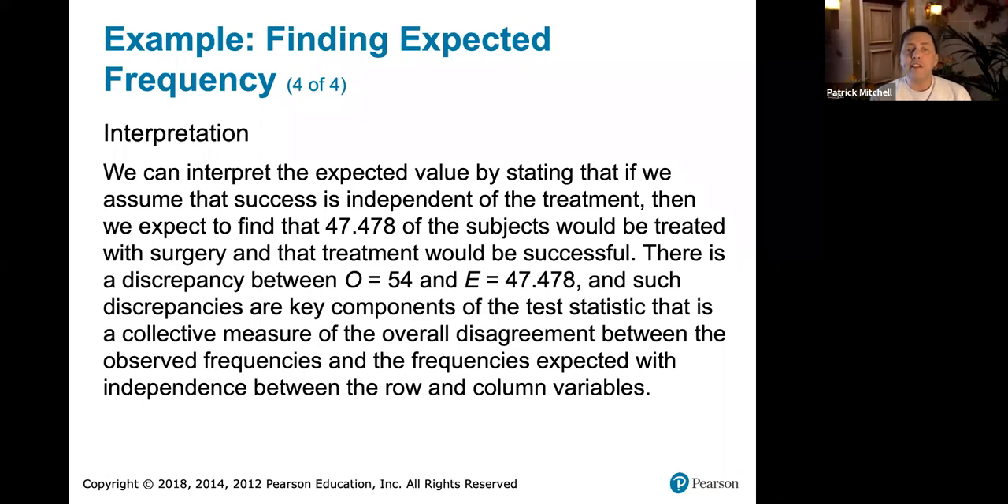So notice there is a discrepancy between the observed value of 54 and the expected value of 47.478. So really the key question is, are there enough of those discrepancies and are they large enough to reject the idea that the chances of successful treatment are independent of the type of treatment used? I think I just said this using different words, so we can move on.